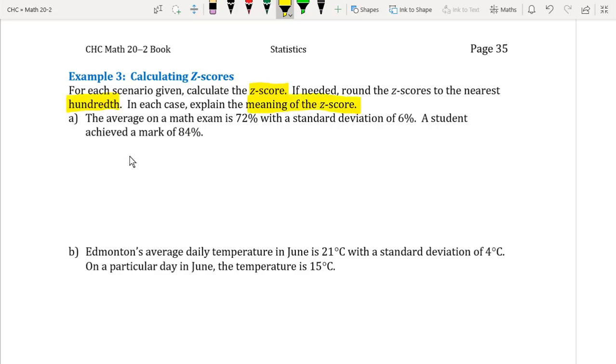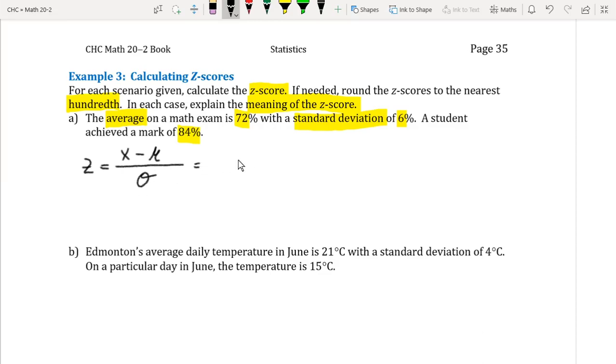So in example A, we have the average on a math exam is 72% with a standard deviation of 6%. A student achieved a mark of 84%. So to determine the z-score, we're going to be using the z-score formula. So the z-score equals the actual mark, in this context, that'll be the student's mark, minus the average on that exam, divided by the standard deviation.